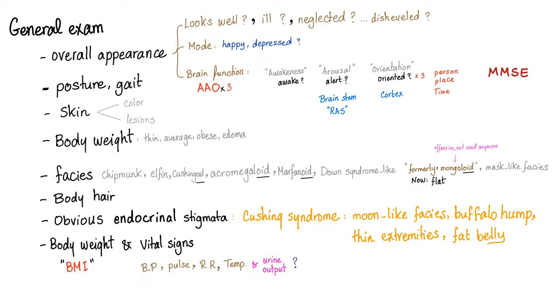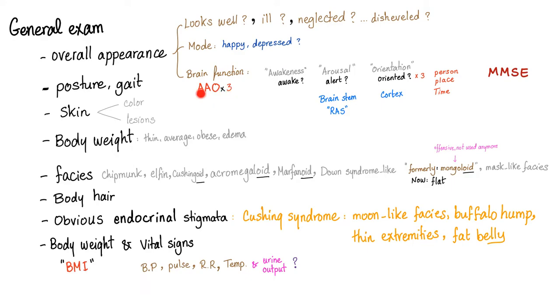First, let's start with the general physical exam. First, the overall appearance. Does the patient look well or ill? Neglected, disheveled? Probably if he's depressed or sad or had normal bereavement syndrome or stuff like that. How is the mood? Is he happy? Is she depressed?